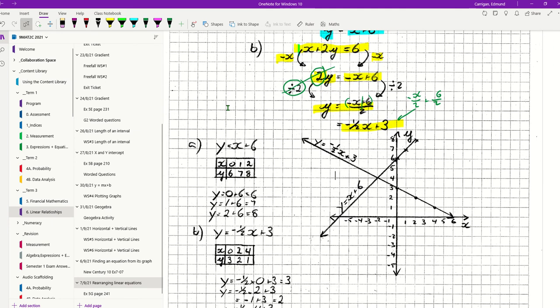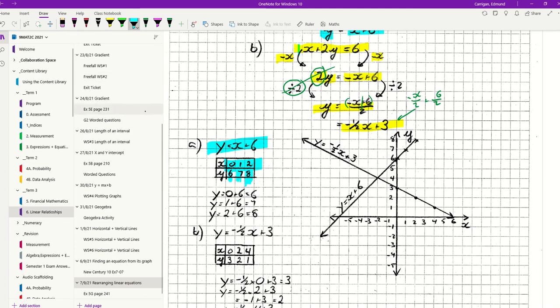And then what we're going to do is to plot them. We're going to do our table of values. So our first one, y equals x plus 6. Just use the easy values for x, 0, 1 and 2. If y is x plus 6 and x is 0, y equals 6. If x equals 1, y equals 1 plus 6 equals 7. If x equals 2, y equals 2 plus 6 equals 8.